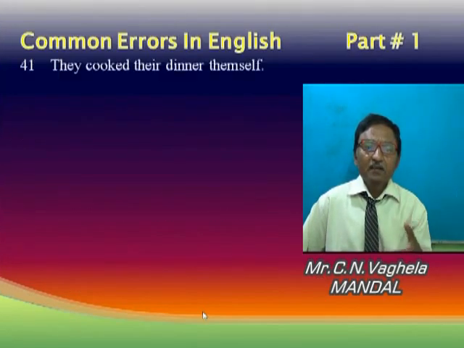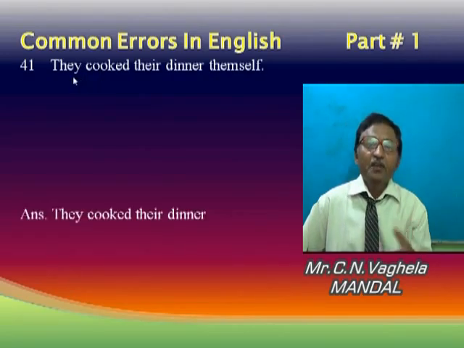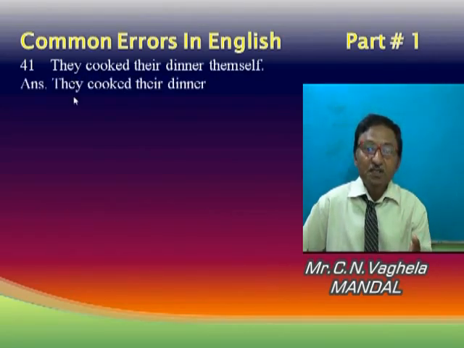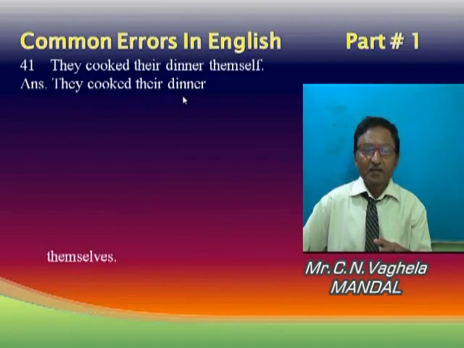They cooked their dinner themselves. Themselves. Here it is wrong because they, plural. We use themselves with they. They cooked their dinner themselves.